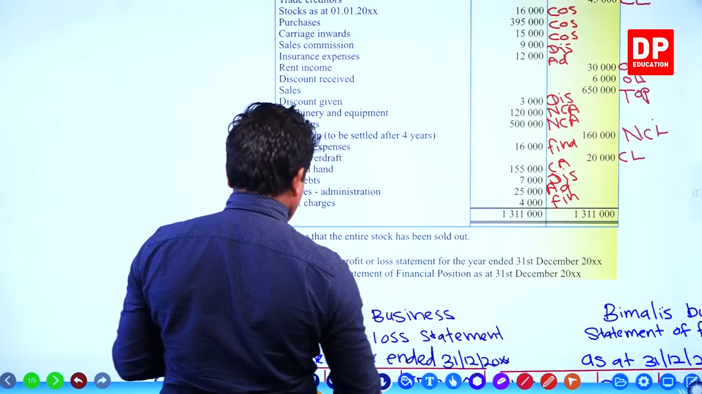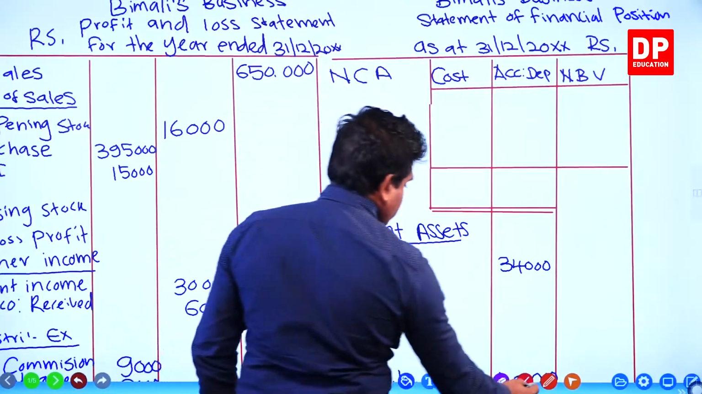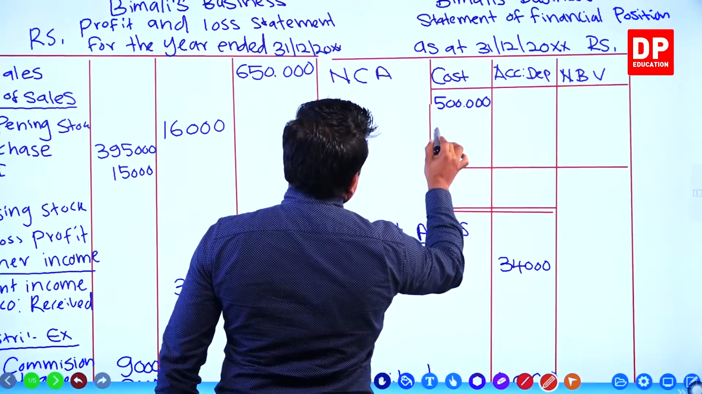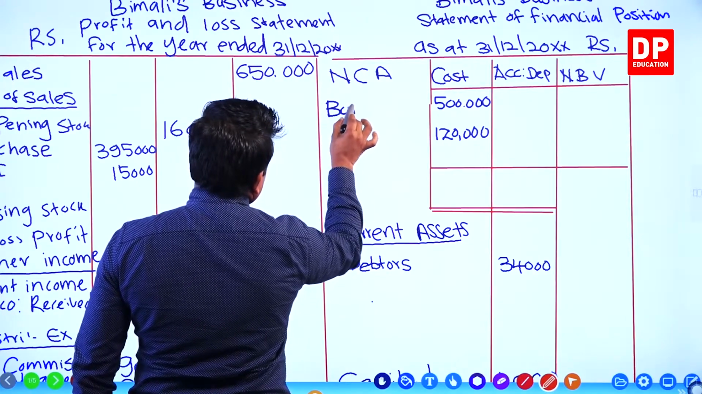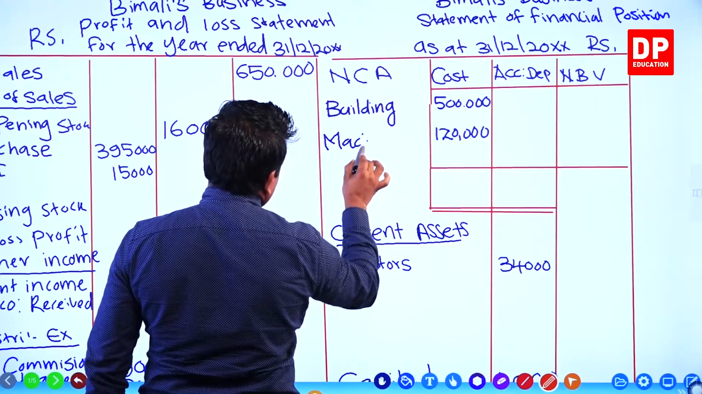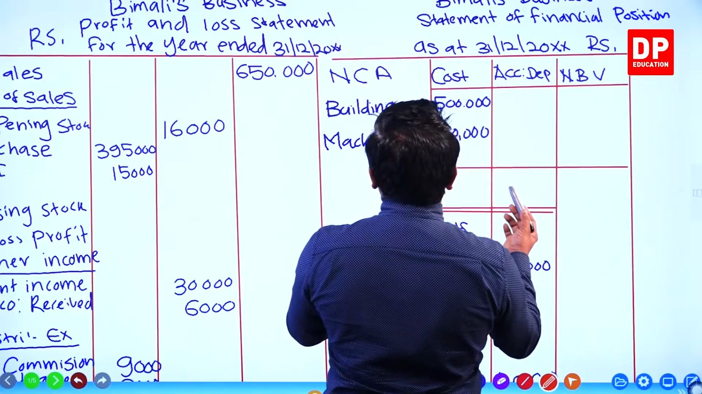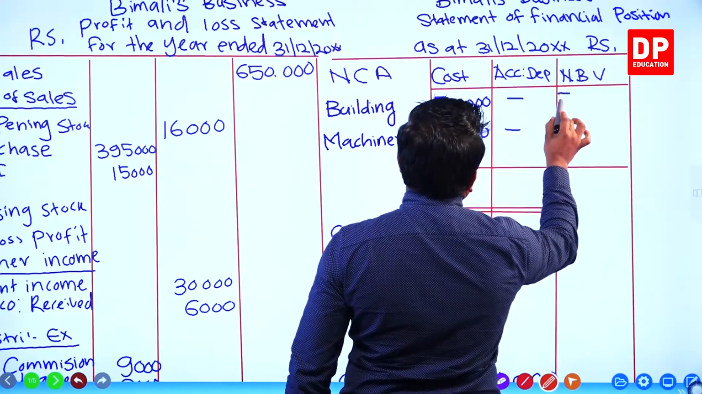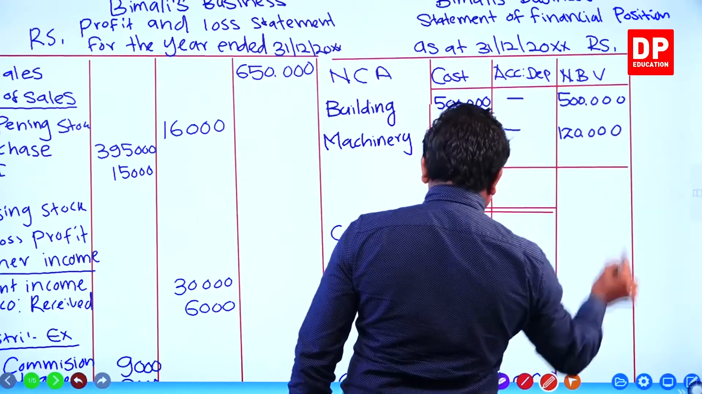Building, how much? 500,000. And 120,000, what is that? It's machinery. Here building, then here machinery and equipment, you put machinery, it's enough. No depreciation, I think, here. If they have given depreciation, we put it here, but here no depreciation. The same value you put. Net book value how much? 500,000 and 120,000. Okay. Now next.